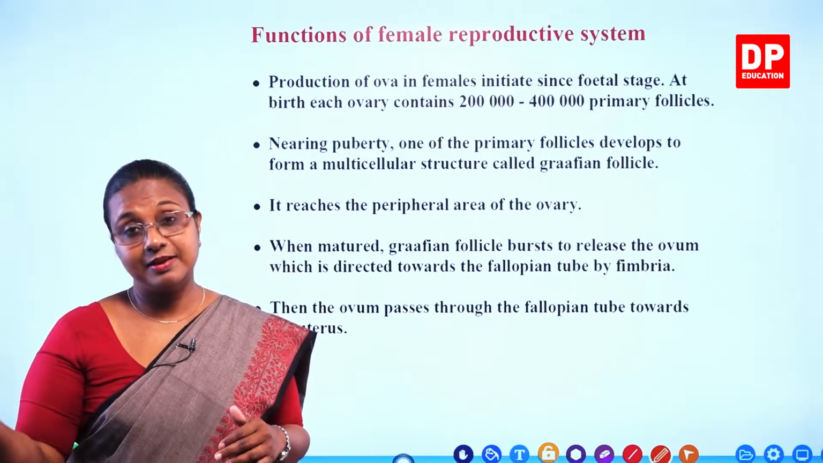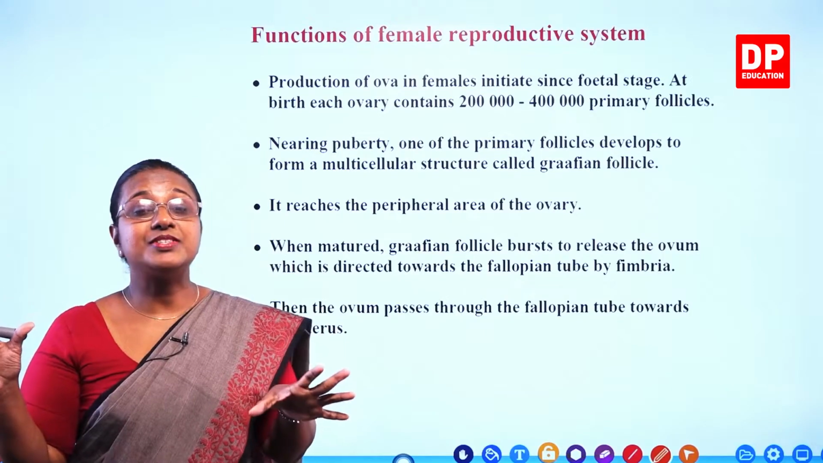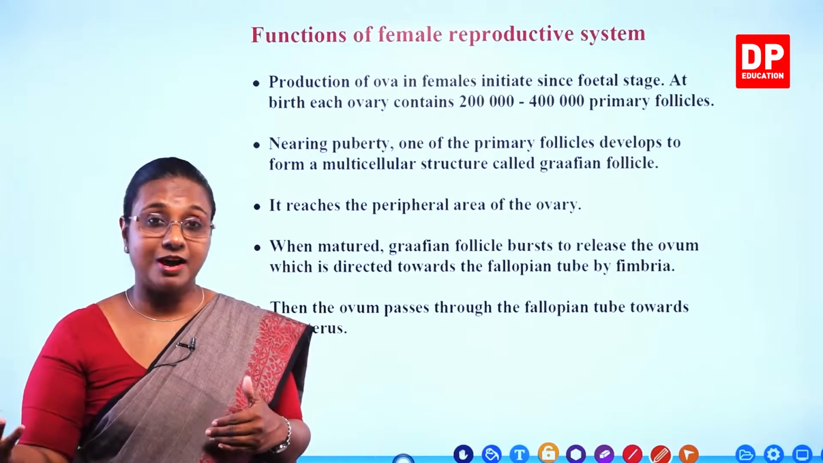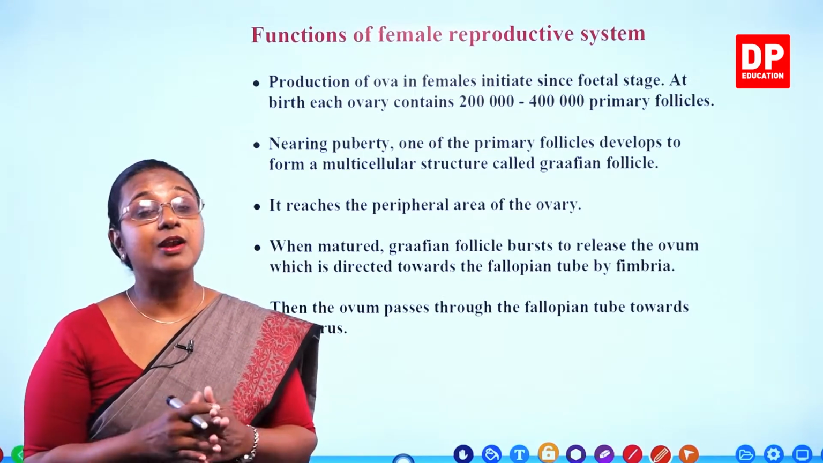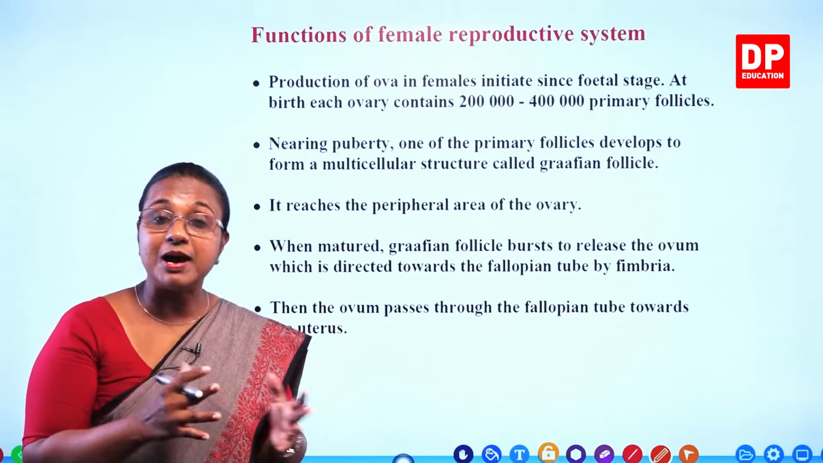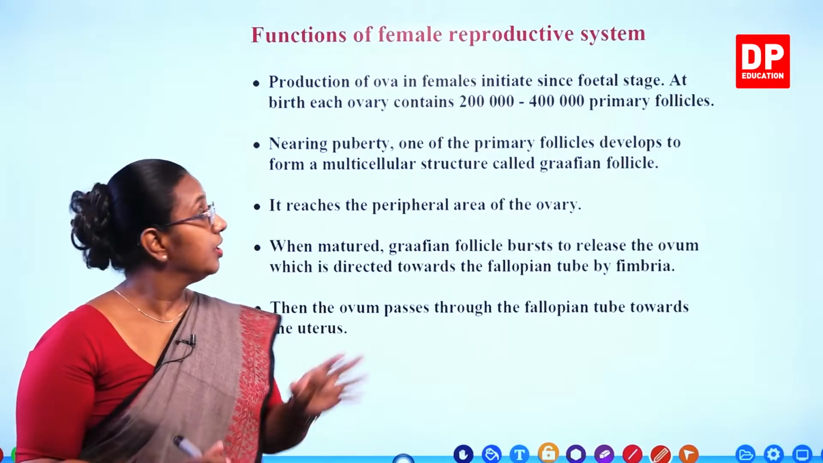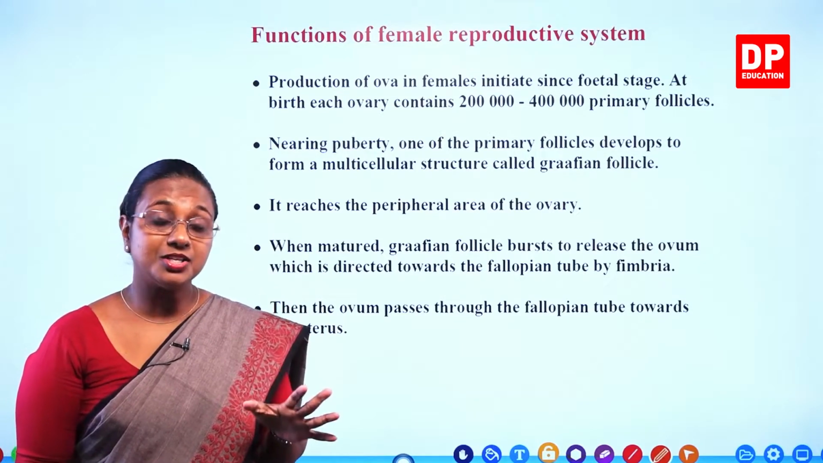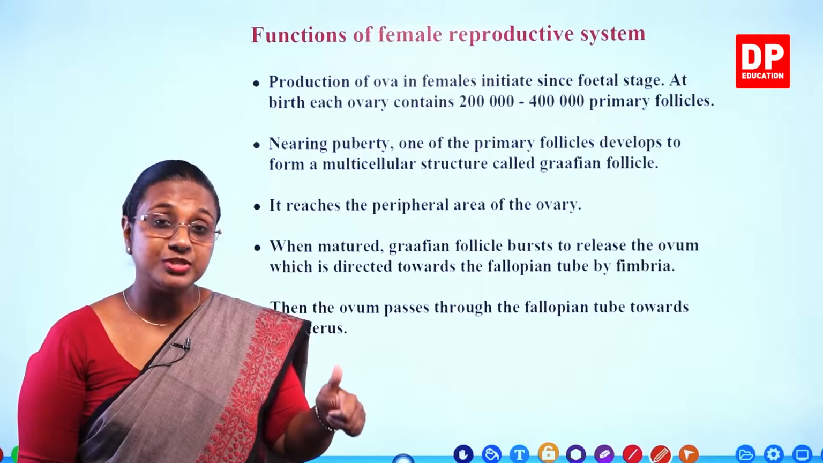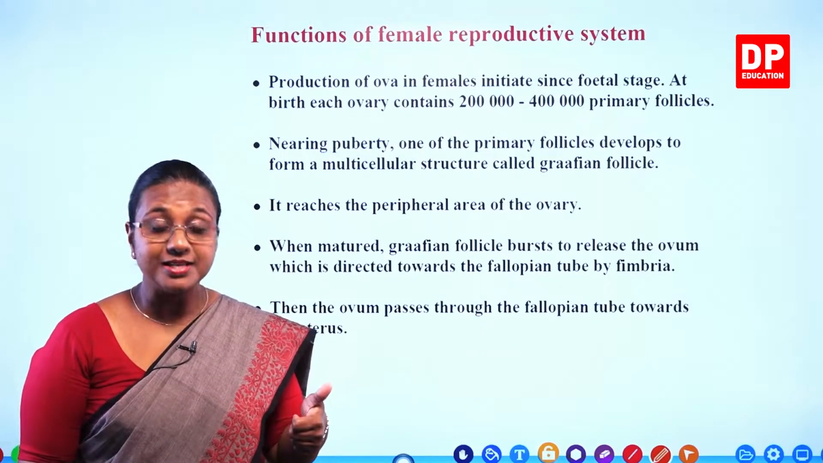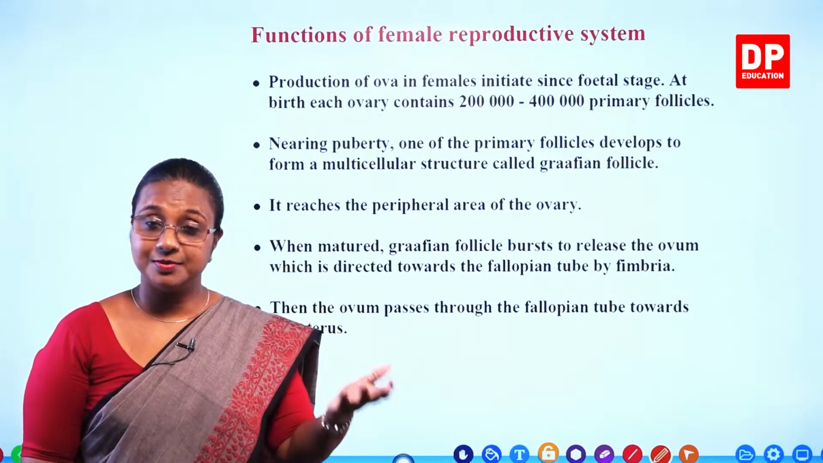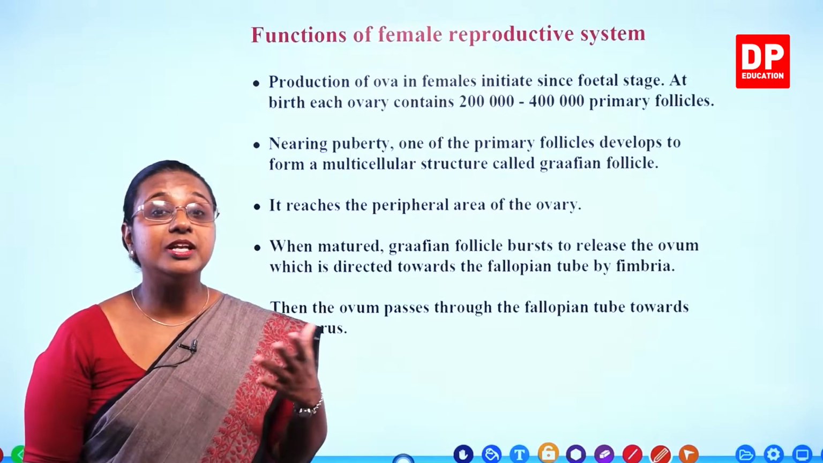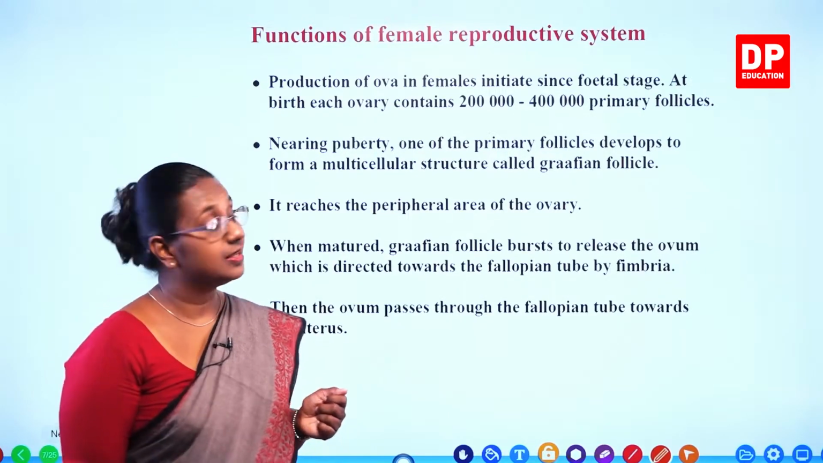Ovum is developed. So these two main structures have the two main functions. In addition to that, the fallopian tube, fimbria, all participate in the function. So if we look at the female reproductive structure, the two main functions are producing ovum, ovum I said is singular and ova is the plural, and also the development of the fetus.